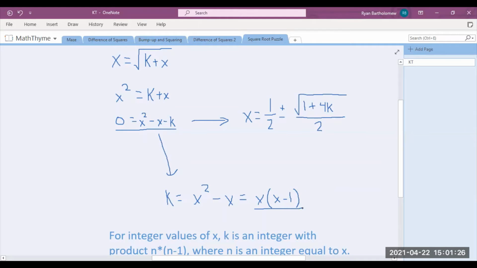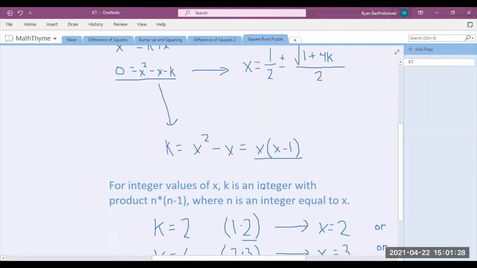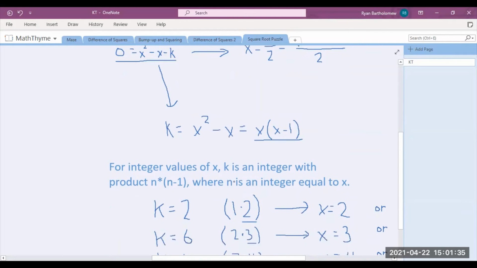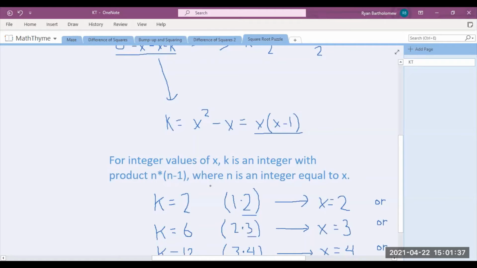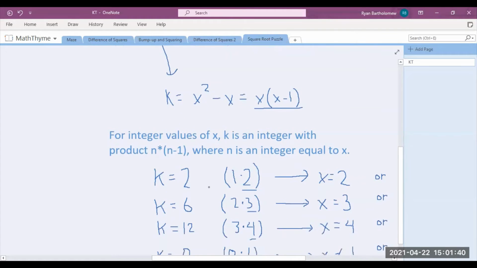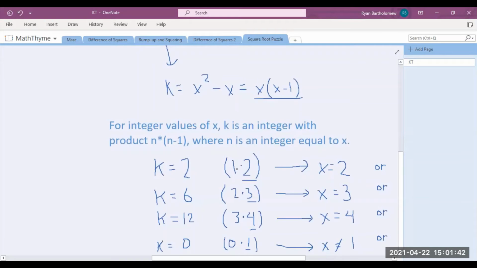And so if we want x to be an integer, k will be an integer with the product of n times n minus 1, where n is an integer equal to x. So I started with any number times the number less than it. And so here we have k equals 2. That's the product of 1 times 2. And it'll give the x value of 2, because that's 2 times 2 minus 1. And we can do that again here with 6. 6 is the product of 2 and 3. So x will be 3. K is 12. That's the product of 3 and 4. And so x will be 4.